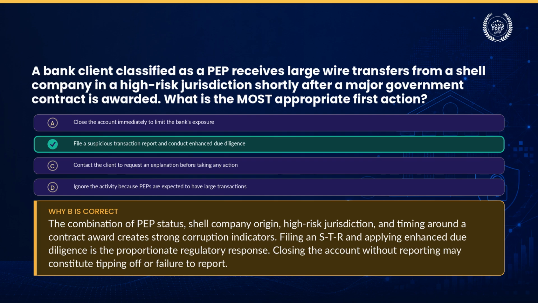The correct answer is B. File a suspicious transaction report and conduct enhanced due diligence. The combination of PEP status, shell company origin, high-risk jurisdiction, and timing around a contract award creates strong corruption indicators. Filing an STR and applying EDD is the proportionate regulatory response. Closing the account without reporting may constitute a failure to report, or even tipping off if done to avoid scrutiny. And contacting the client first risks alerting them to the investigation. Never ignore PEP activity simply because large transactions are common for officials.